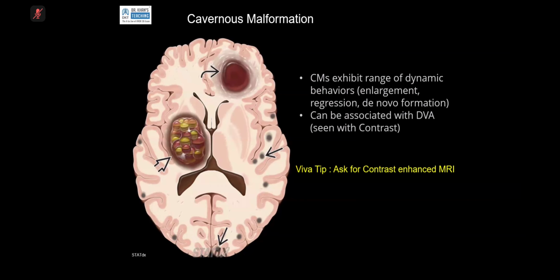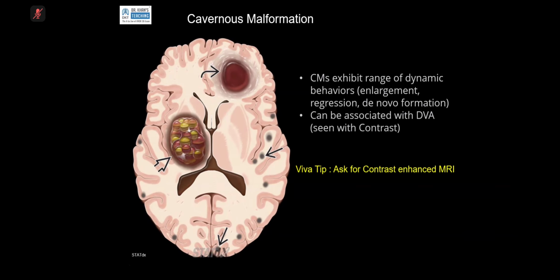So don't think that they are new plastic, but this is very interesting. They can also regress. Whenever you see a cavernoma, one of the things which you should ask the examiner is that I want to see with contrast, but in the same breath, tell why.